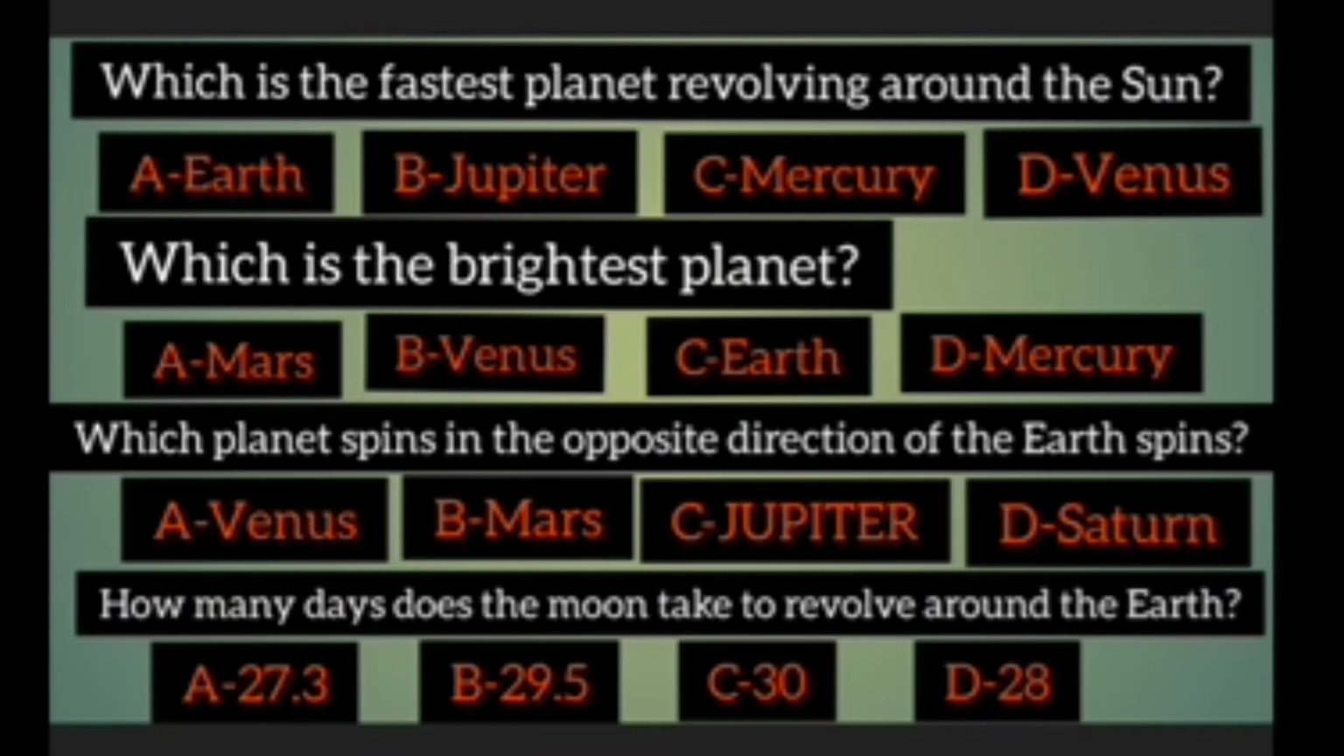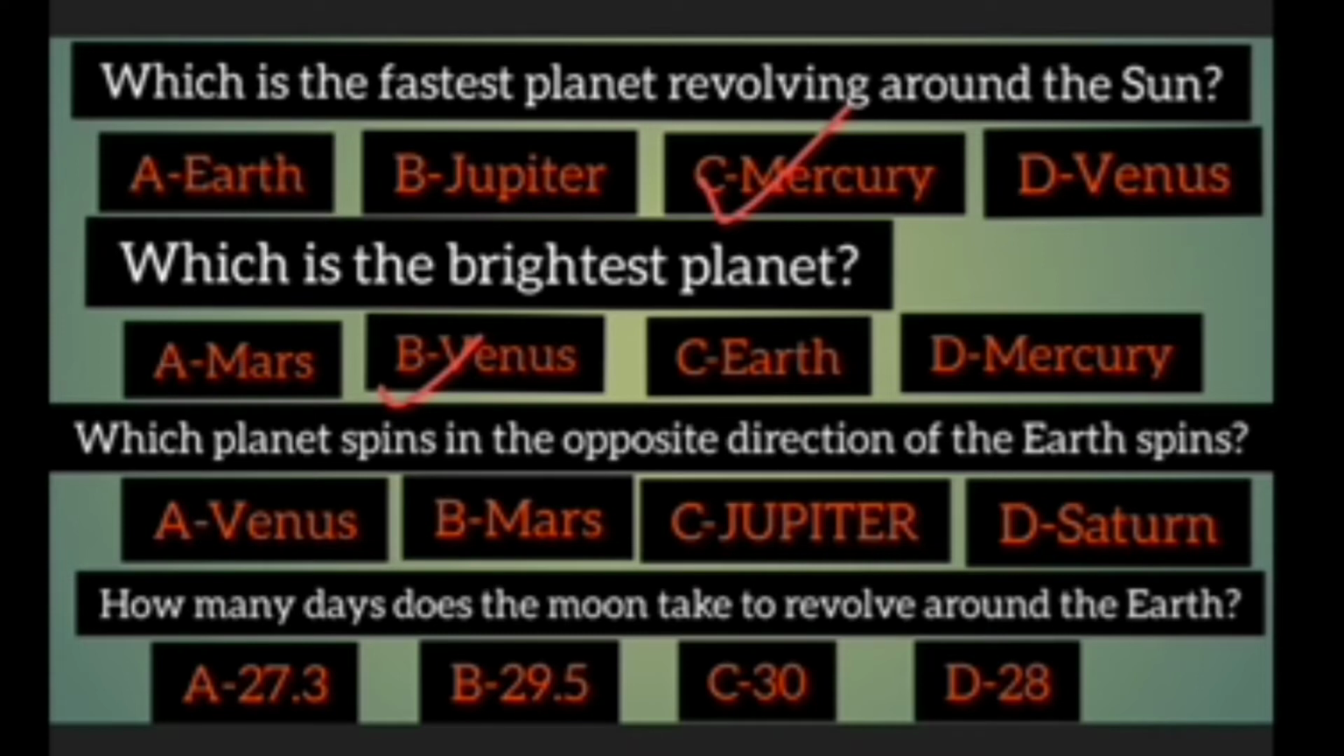Next question. Which is the fastest planet revolving around the Sun? A. Earth, B. Jupiter, C. Mercury, D. Venus. Answer C. Mercury. It takes 88 days to revolve completely around the Sun. Next, which is the brightest planet? A. Mars, B. Venus, C. Earth, D. Mercury. Answer Venus. Venus is the brightest planet in the solar system.